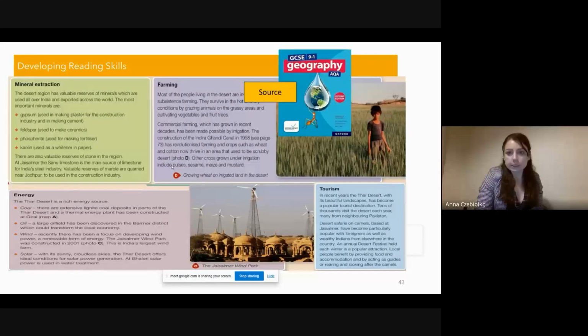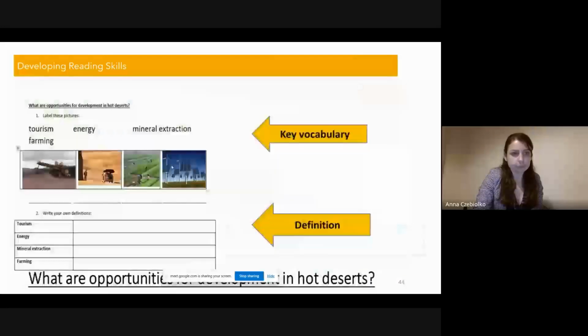So we've got an example taken from a curricular book. So you see what such a resource looks like, how texts are presented. And this is how we can adapt exactly the same text, the same illustrations, and the same concept. So we've got another question. What are opportunities for development in hot deserts? So let's start with key vocabulary. I think this is the key here. Write your definitions.